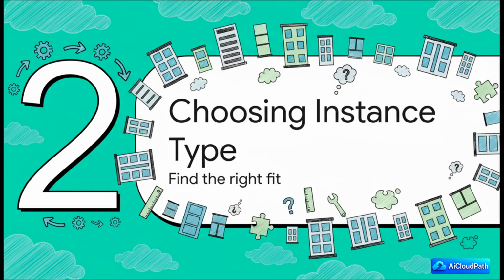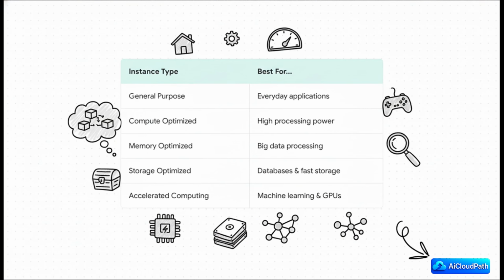Okay, so you're ready to rent your cloud apartment. Now comes the big question, which one do you pick? Just like with actual apartments, there is no one-size-fits-all. And that's where we get into something called instance types. I mean, you wouldn't rent a 5-bedroom house if you just needed a studio, right? EC2 is the exact same idea. You've got options designed for specific jobs.